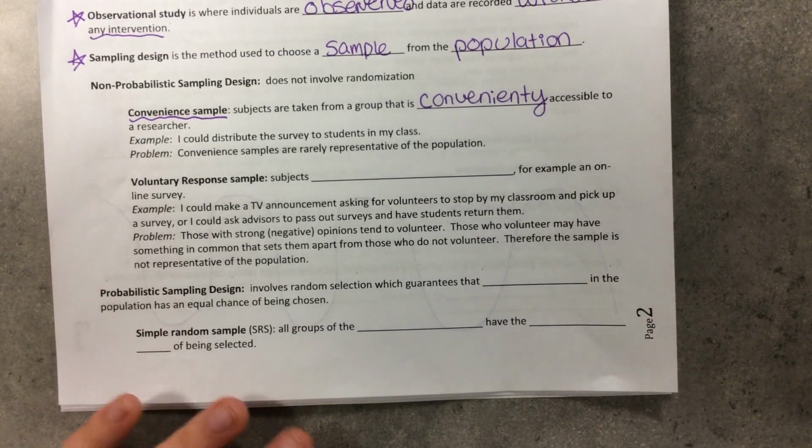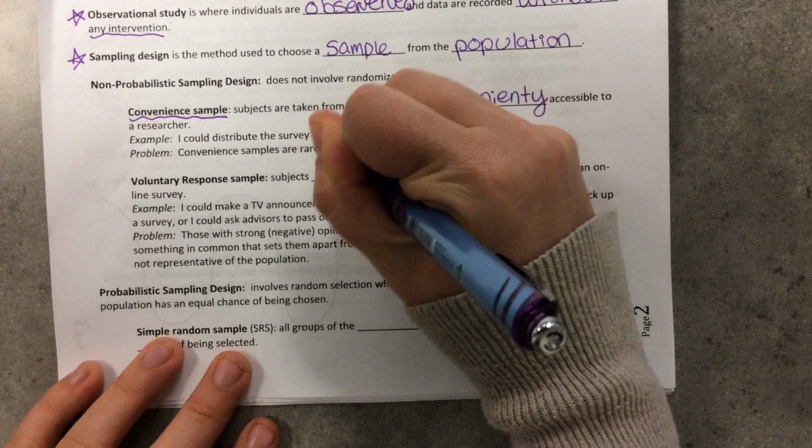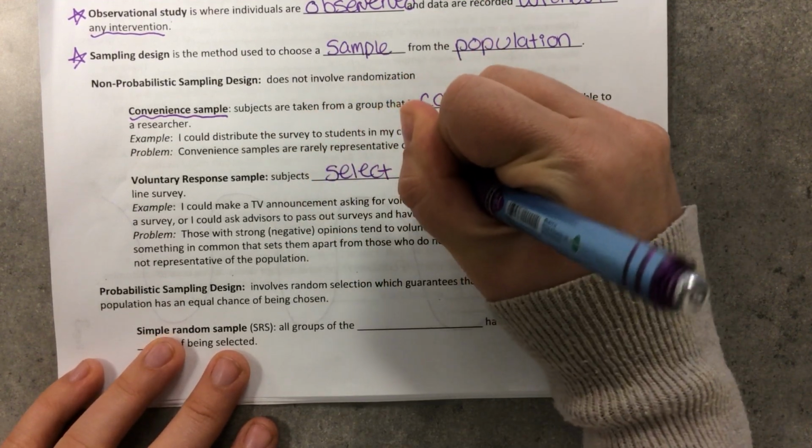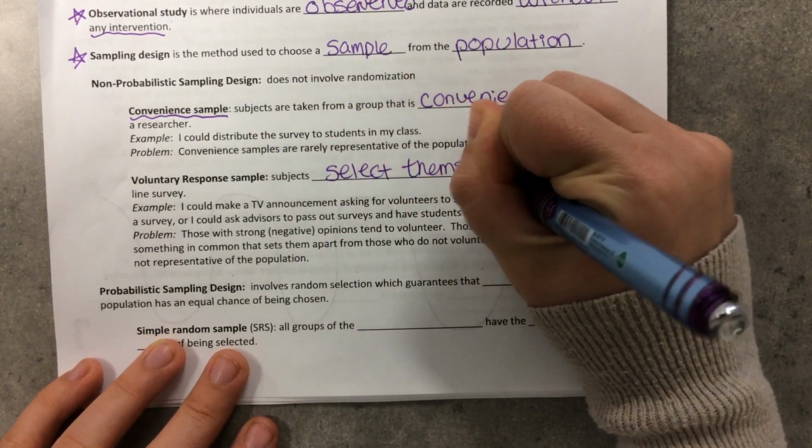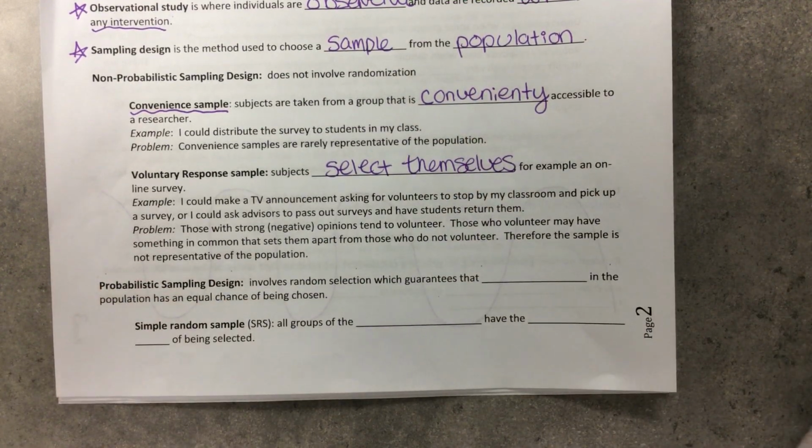Voluntary response is a little bit different. Subjects select themselves. So say, for example, I wanted to do a study on students' favorite movie. And so I put a box in the cafeteria, and there was a place to fill out your favorite movie and drop it in the box. Without any incentive, just because I wanted to collect information, do you think people would do that? Well, people usually only do these types of things when they have very strong feelings.